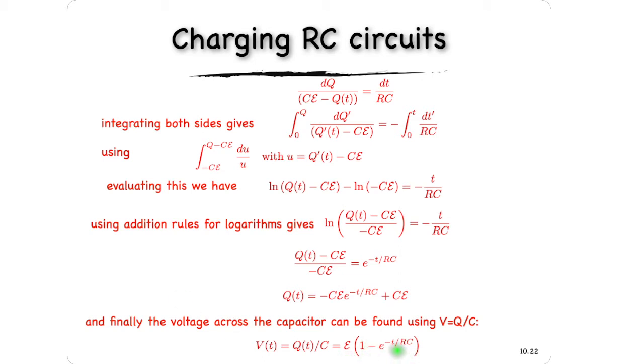So at time 0, we get 0 voltage across the capacitor. And as time increases, this exponential gets closer and closer to 0. So e to the minus a large number is going to be close to 0. And so the voltage across the capacitor becomes just E, the voltage supplied by the battery. So whatever voltage we put onto the circuit is dumped across the capacitor.